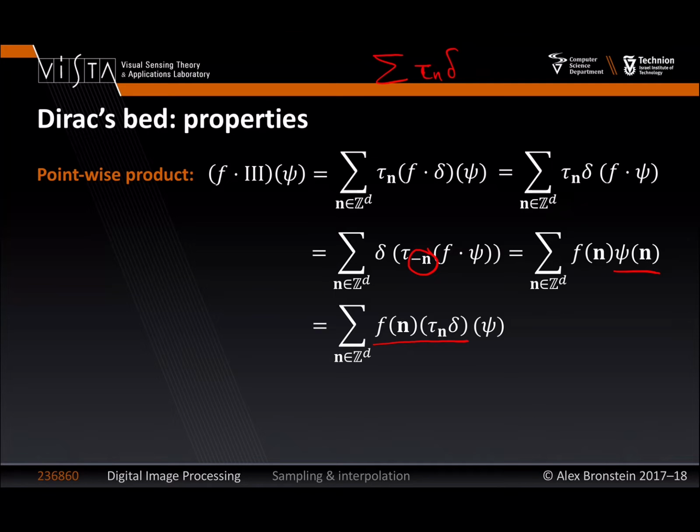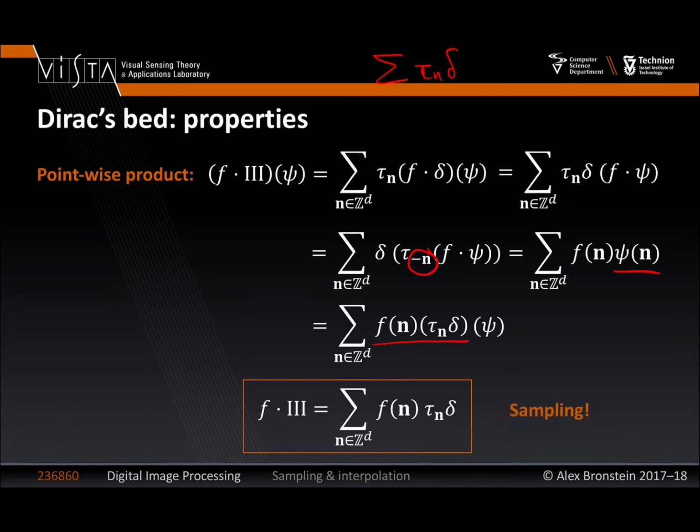Okay, so let me just draw it. This is function f, and this is how the Dirac's bed, the one-dimensional Dirac's bed, is going to look like. So the height of the deltas, or the scale of the deltas, will take the value of the function right here. And what I'm saying is that this is a convenient mathematical instrument to represent the action of sampling.